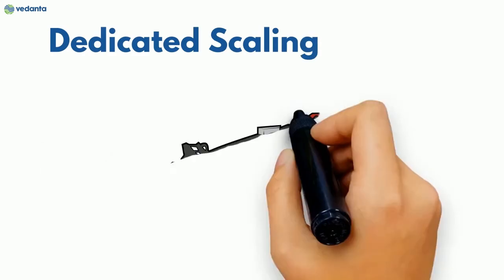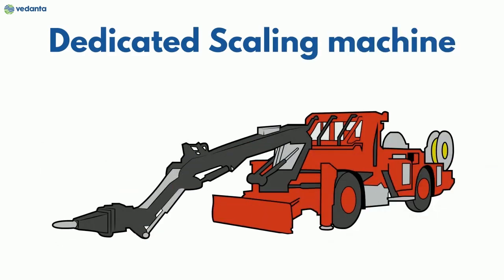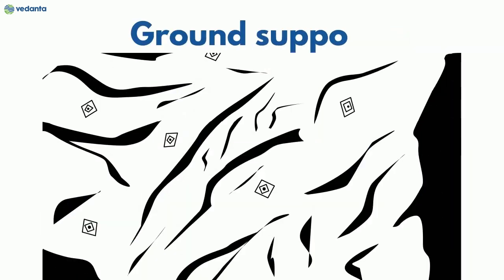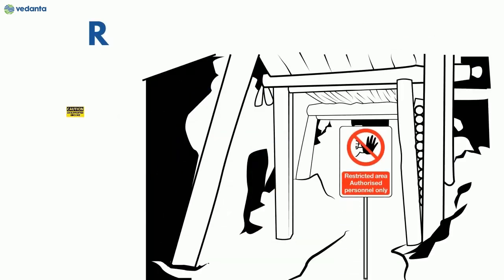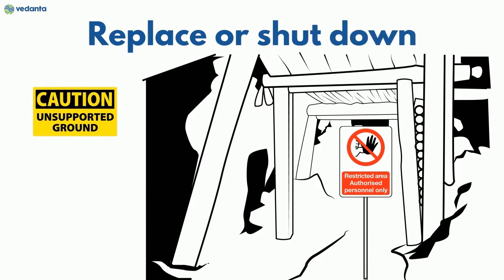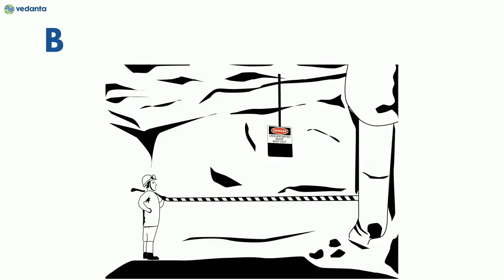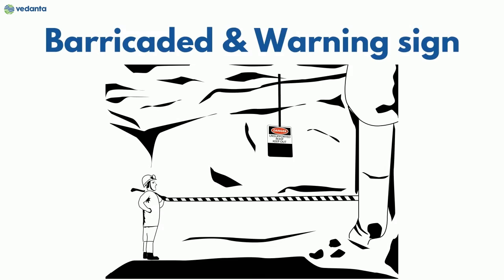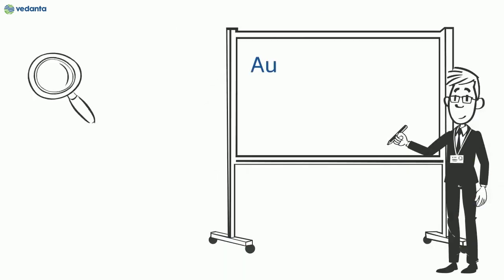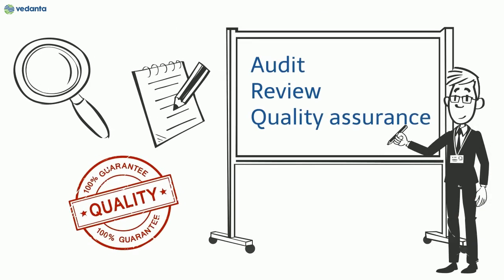A dedicated scaling machine must be used where possible. Materials for all ground support must be fit for purpose and specified. Ineffective support must be immediately replaced or the area must be shut down. Areas with rockfall hazard must be barricaded and identified with clear warnings. Regular audits, reviews, and quality assurance programs of rockfall hazards must be carried out and documented.